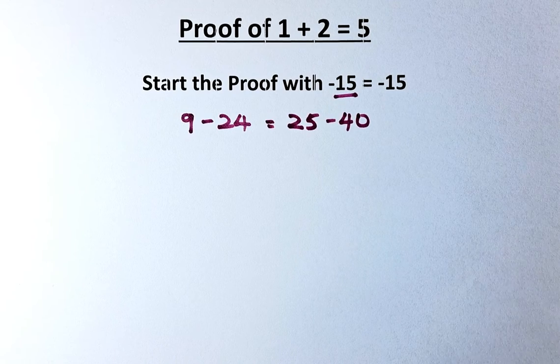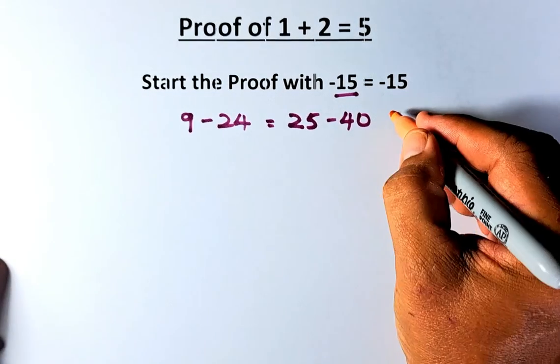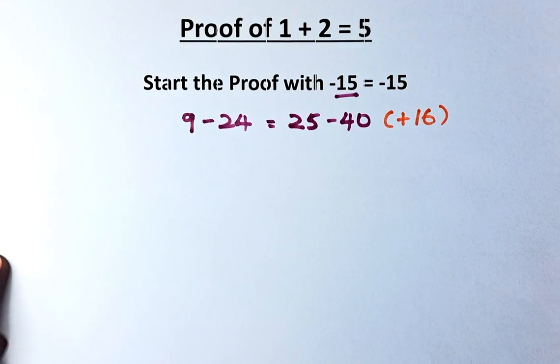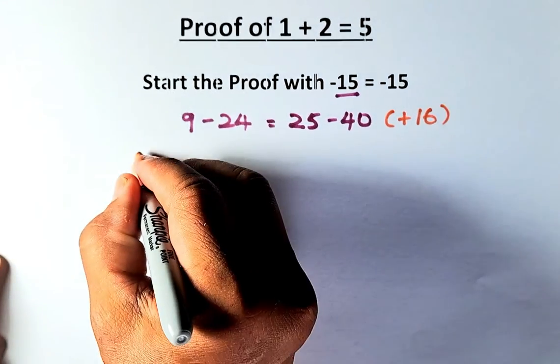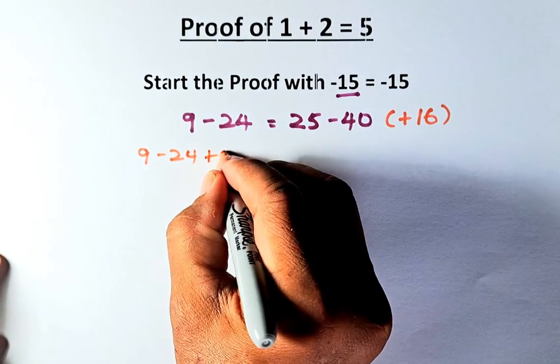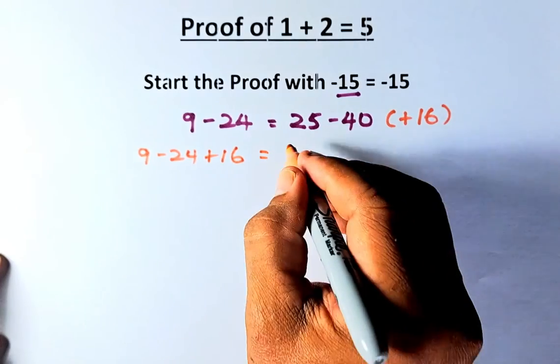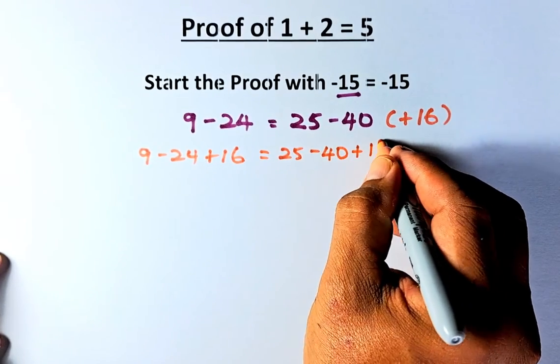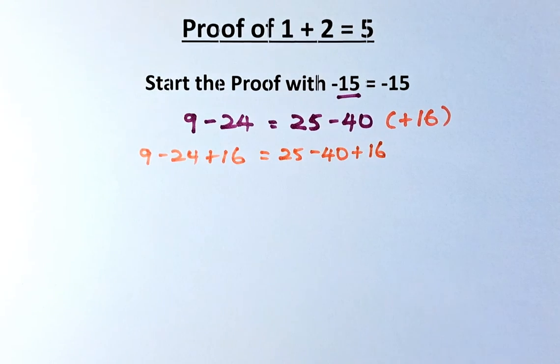Next, I am going to add 16 to both sides of the equation. So the left hand side is going to look like this: 9 minus 24, and now we are going to add plus 16 here. And on the right hand side it is going to be 25 minus 40, and we are also going to add 16 to that part of the equation.